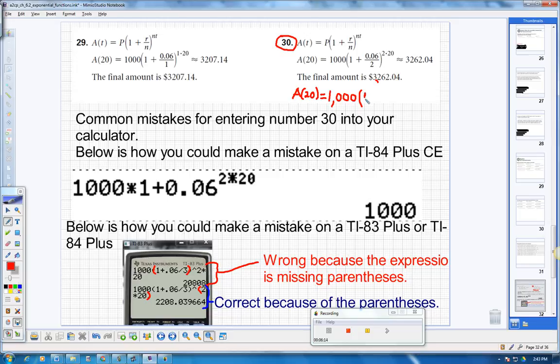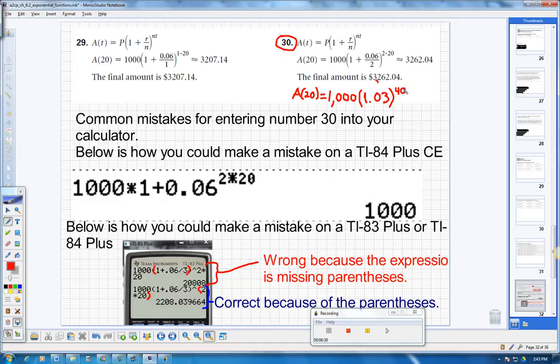And then, let's just use a little mental math. 0.06 divided by 2 is 0.03. 0.03 added to 1 is 1.03. So 1.03 raised to the 40th power. That is work for this.